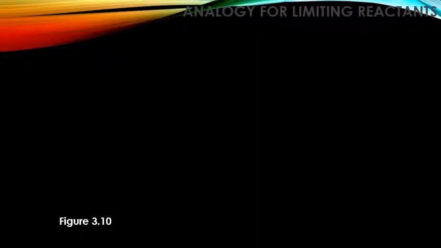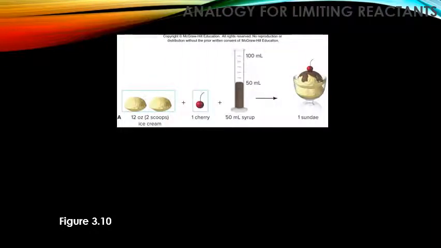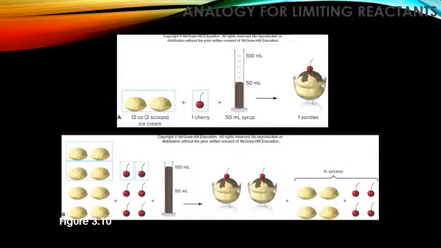Now let's look at an analogy to help us with this limiting reactant concept. When we look at the creation of a sundae, we would need 12 ounces of ice cream, which would be approximately 2 scoops, 1 cherry, and 50 milliliters of syrup in order to make 1 sundae. If we were given these ingredients, where we had 8 scoops of ice cream, 6 cherries, and 100 milliliters of syrup, you should be able to determine how many sundaes you would make using each of those individual ingredients.